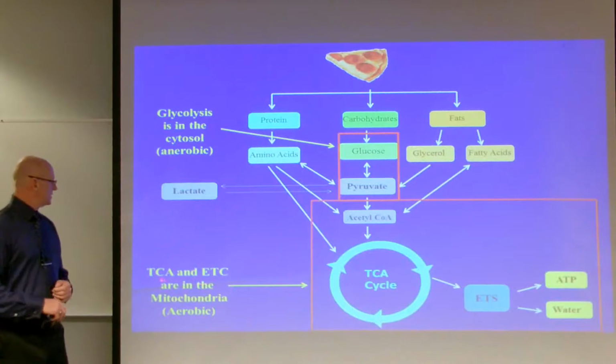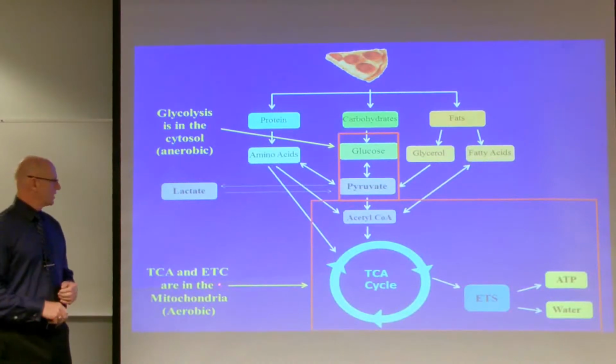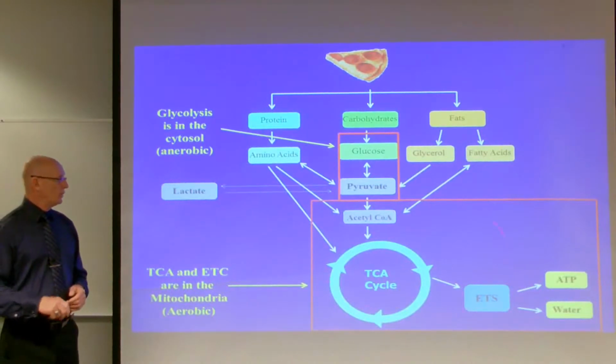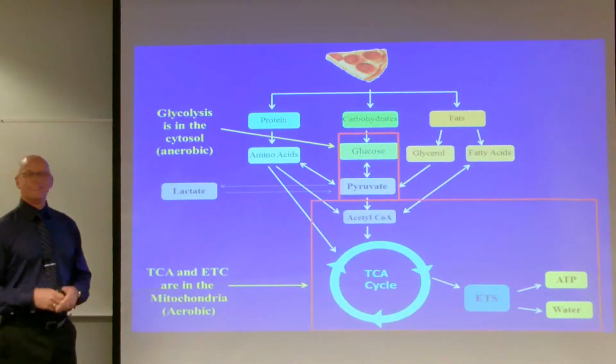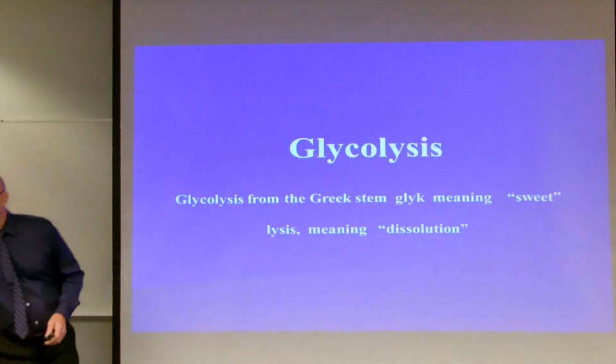So again, the tricarboxylic acid cycle and the electron transport chain are in the mitochondria, and that's aerobic, that is with oxygen. And glycolysis is in the cytosol, and that is without oxygen. Okay, glycolysis.